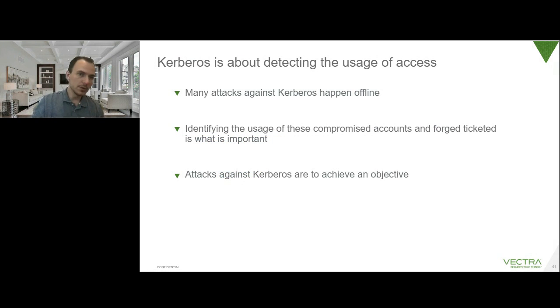So with Kerberos, it's about detecting the usage of the access, right? As I showed, some attacks against Kerberos happen offline, like password cracking. But if they're going to be forging tickets or cracking passwords, they're doing it for a purpose. They're trying to get somewhere. They're trying to gain access to something, right? So where we've focused at Vectra is on identifying this access and these attempted accesses.